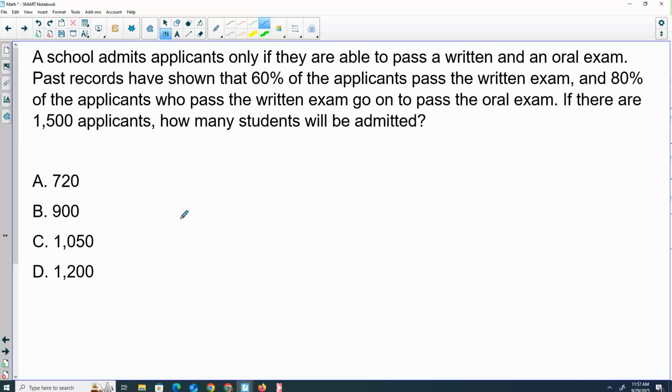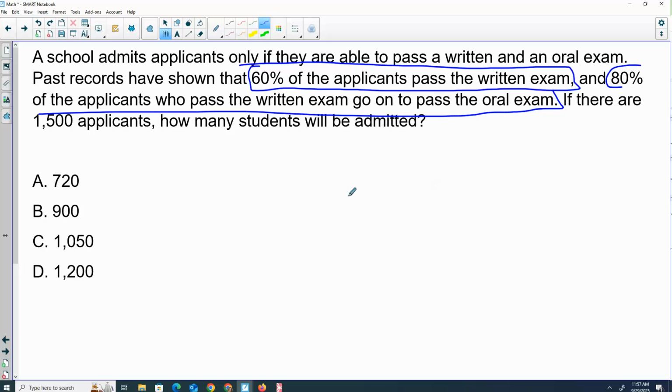Okay, a school admits applicants only if they are able to pass a written and an oral exam. Past records have shown that 60% of the applicants pass the written, and 80% of the applicants who pass the written pass the oral. There are 1,500 total. How many will be admitted?